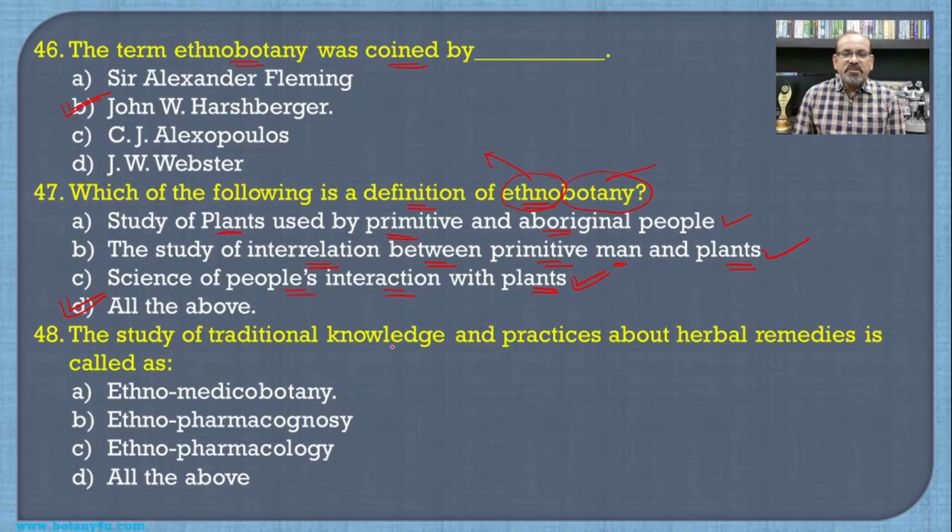The study of traditional knowledge and practices about herbal remedies is called what? When traditional knowledge is used as herbal remedies, that is medicinal, then it is known as ethnomedico-botany. The meanings of ethnopharmacology and ethnopharmacognosy we will see in the upcoming questions.